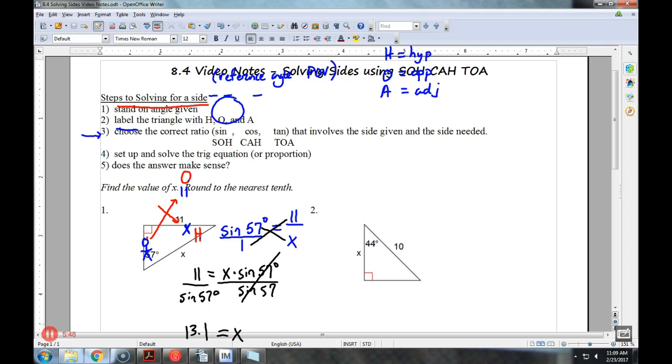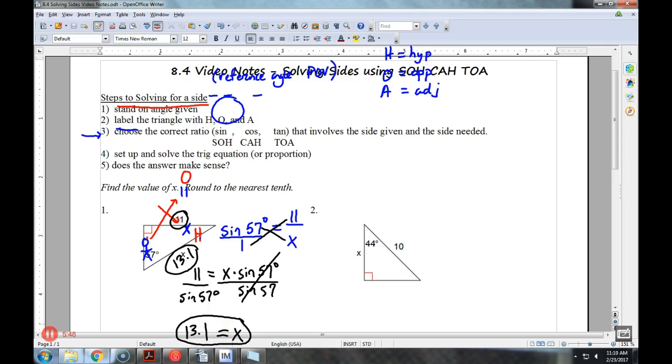And so I want to look and see if that makes sense. So I go here to my picture and I have 13.1, and that does make sense because the hypotenuse should be the biggest side and this other side over here is 11. So I believe 13.1 is a good answer. Now if I were to get a number smaller than 11, I would know that something went wrong.